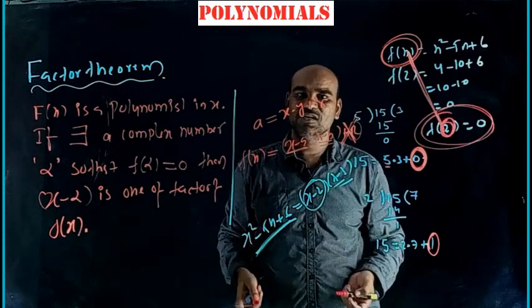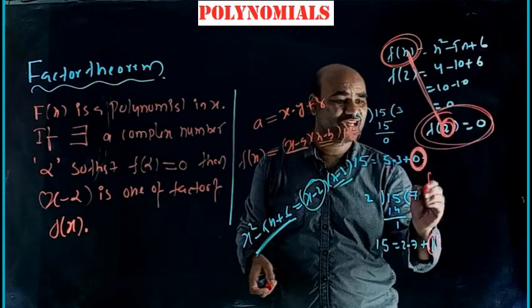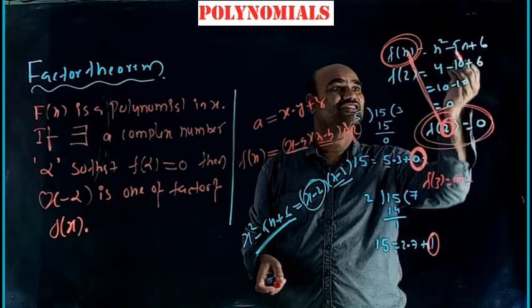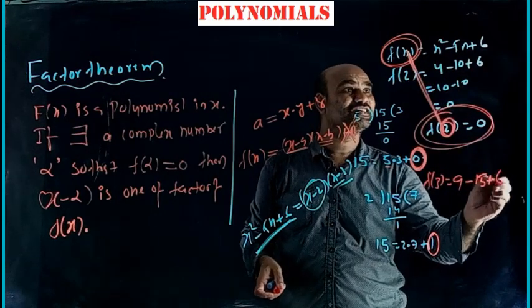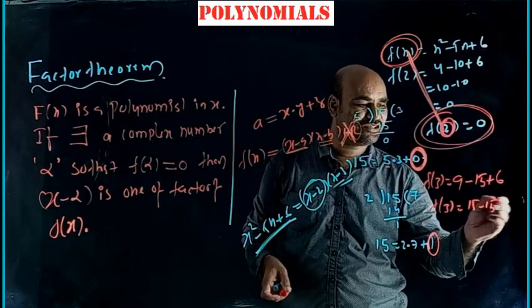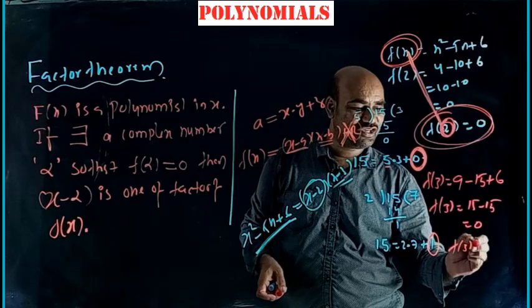Practically x minus 2 is a factor only. Similarly, find f of 3 here. f of 3 for the same problem. 3 square 9 minus 3 5s are 15 plus 6. f of 3 is equal to 9 plus 6, 15 minus 15, that is equal to 0. f of 3 equal to 0.